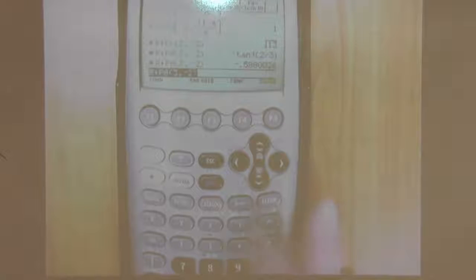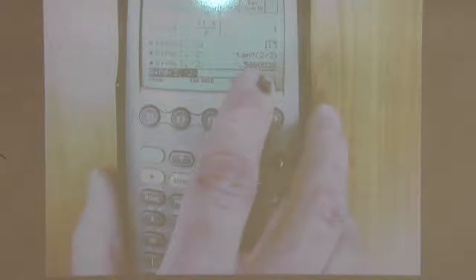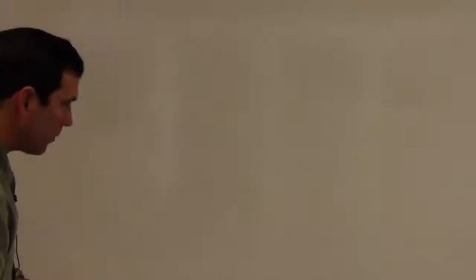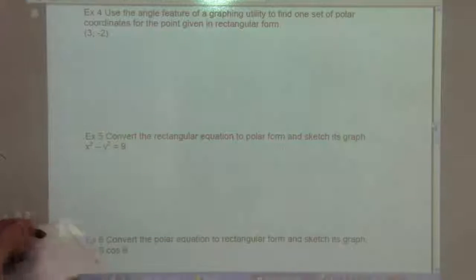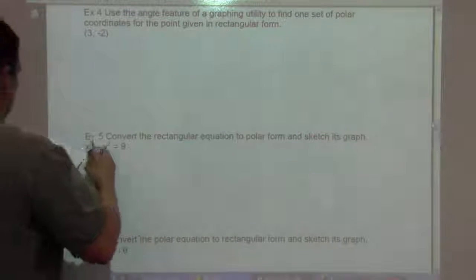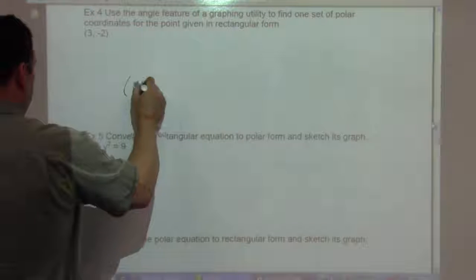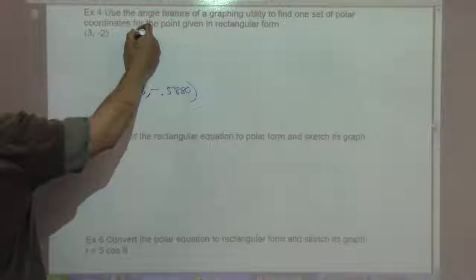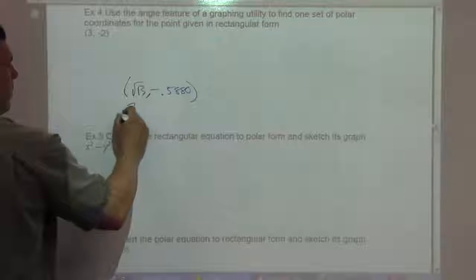And that's going to be negative 0.5880. That's in radian form. So our point would be square root of 13, negative 0.5880. And that's in polar form.